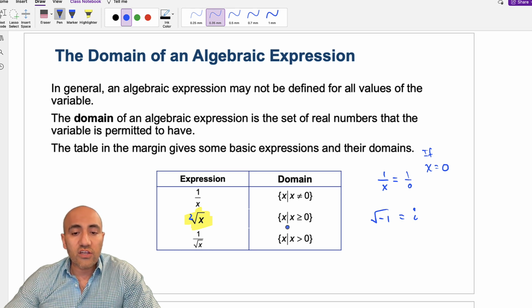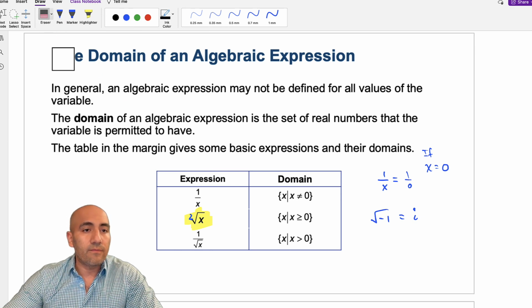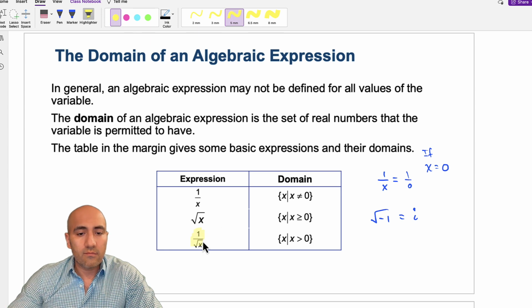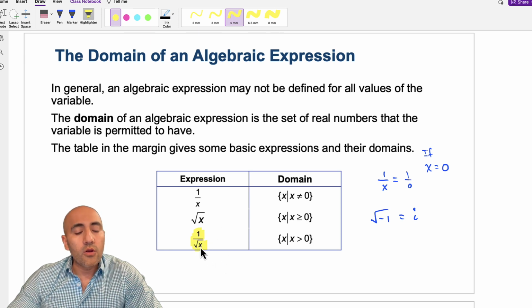It's x such that, and then the condition, and the condition is that x is greater than or equal to 0, right? As long as there's no negatives. Good. Okay, and then we can have a combination of the two, such as this third example over here, where we have a fraction and we have an even root. So we have to think about both situations and provide the list of numbers that doesn't offend either one, right?